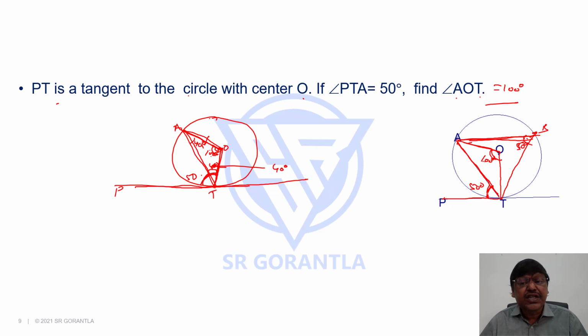This itself is a straightforward point. The angle between chord and tangent is 50, so the angle subtended by the same chord in the alternate segment is 50. So if it is 50 here, at the center it will be 100. So I explained two different ways. Either way, my answer is 100 degrees, right?